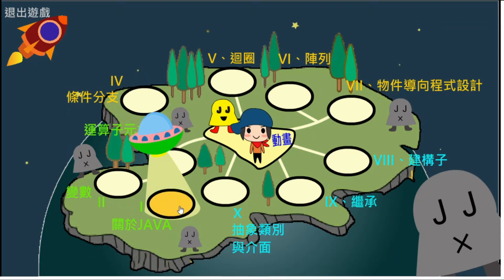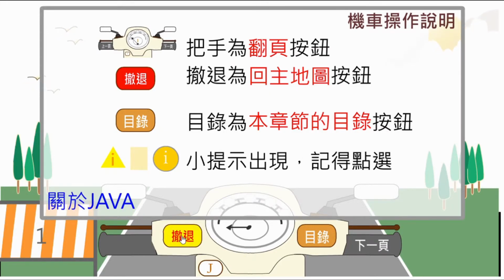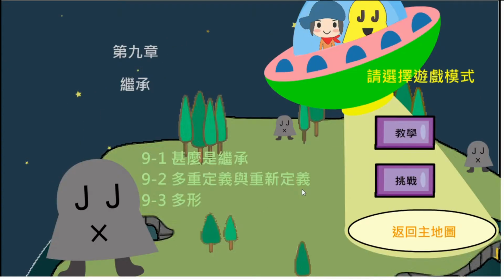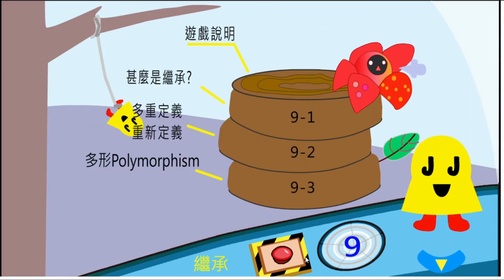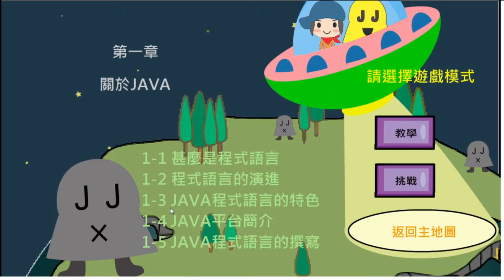Scenes for chapters 1 to 3 is a grassland. Motorcycle is the vehicle. Scenes for chapters 4 to 7 is a desert. Jeep is the vehicle. Scenes for chapters 8 to 10 is a rainforest. UFO is the vehicle. Let us enter the first chapter directly. Choose to enter the teaching mode or game challenge.